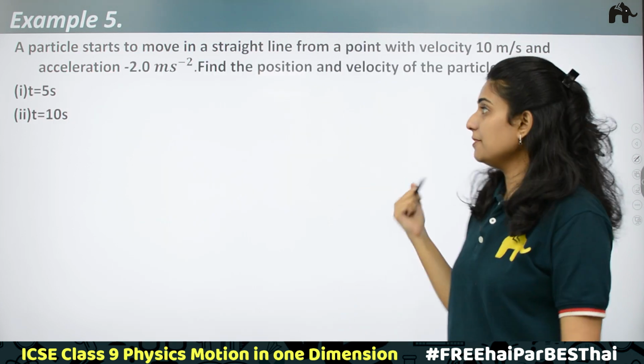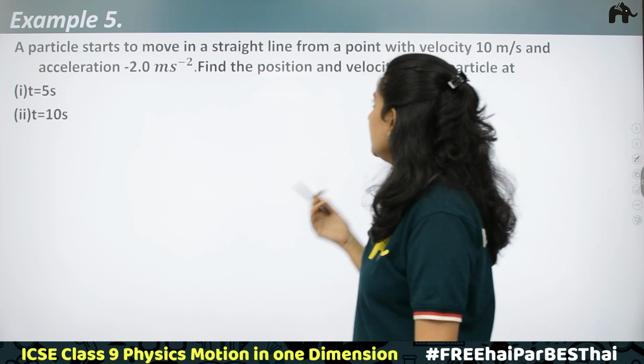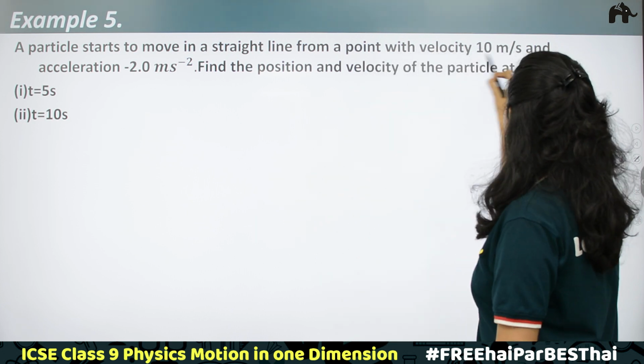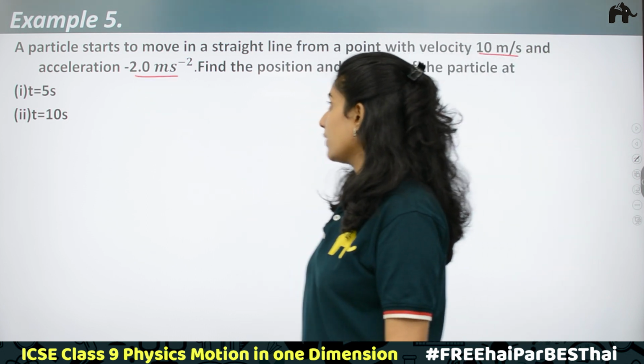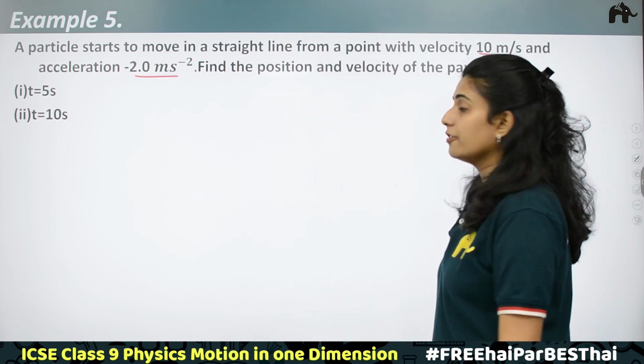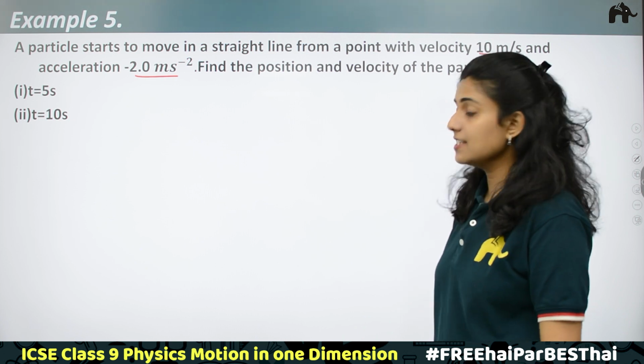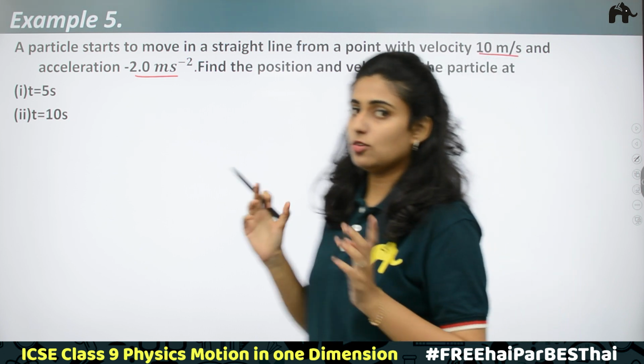Clear? Example 5: a particle starts to move in a straight line from a point with velocity 10 meter per second and acceleration minus 2.0 meter per second square. Find the position and velocity of the particle at t is equal to 5 seconds, t is equal to 10 seconds. Here what is given?